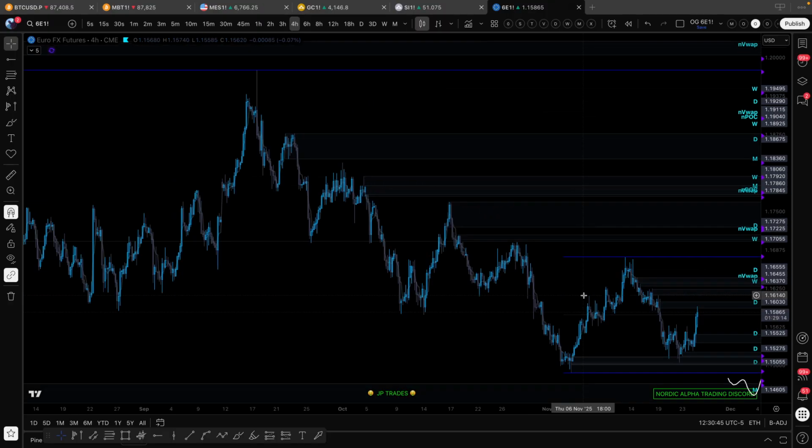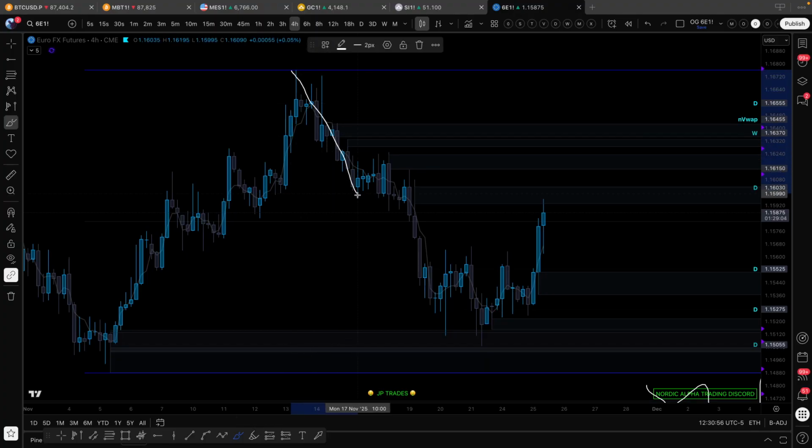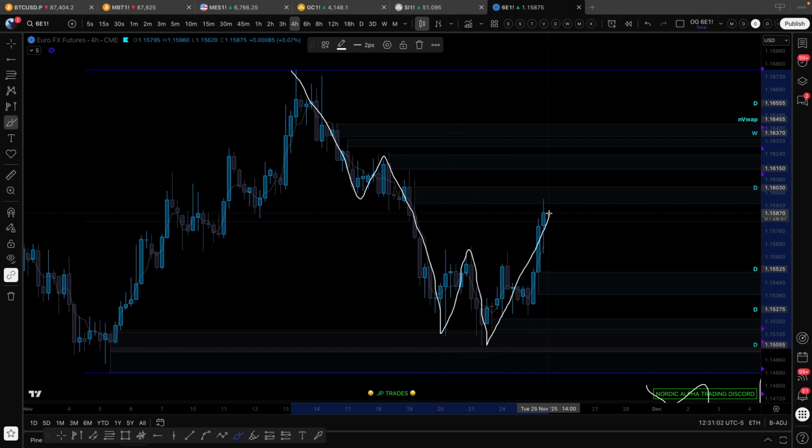So let's take a closer look at what we want to see here. We want to see the 4-hour shift, and we actually just got that shift. As we're coming down from this high, you can see now that this 4-hour shift has been created.